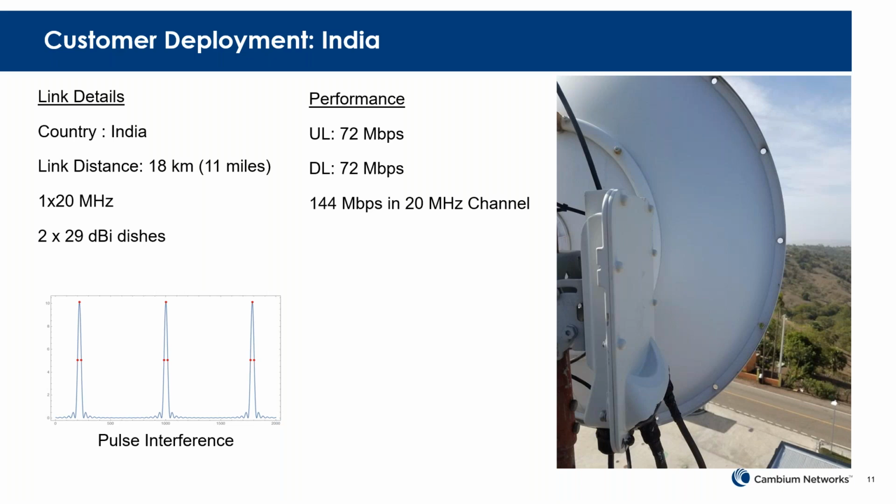In this case, we did compare the 670 with 550, and in this specific case, 550 provided better performance than 670, partially because the ARQ was there. And this one is a single 20 megahertz channel with a 29 dB antenna, and we get 144 megabits throughput in this case in India.